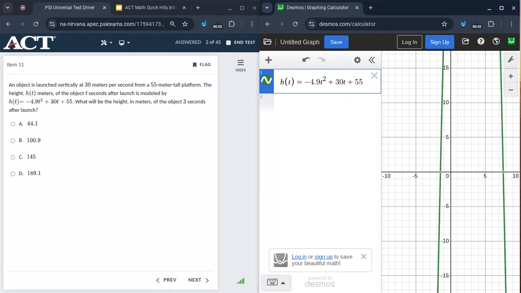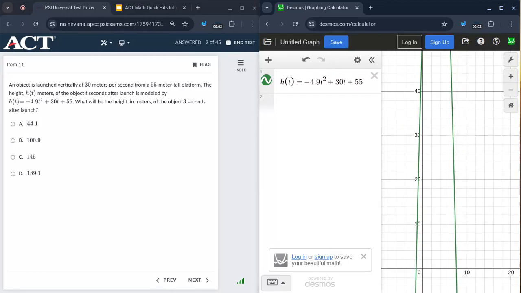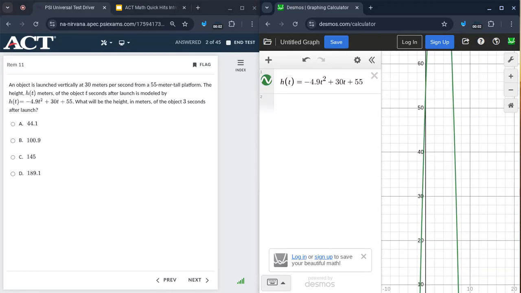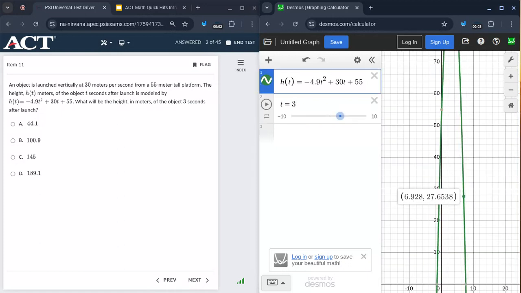So here's what's happening. It gives us a picture on Desmos of us launching this object. It talks about the initial, or the platform being 55 meters tall. So there's that piece right there. That's the y-intercept. Again, interesting stuff, but it doesn't help us answer this question. It wants to know what is the height of the object 3 seconds after launch. So 3 is the amount of time. So what we can do is we can do t equals 3.